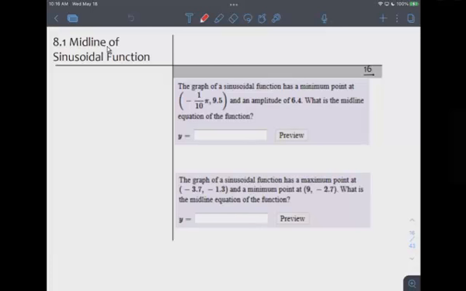And we looked at the phase shifting. What we're going to look at today are the capital A value, the amplitude, the multiplier in front, what that does to the graph, and the midline.